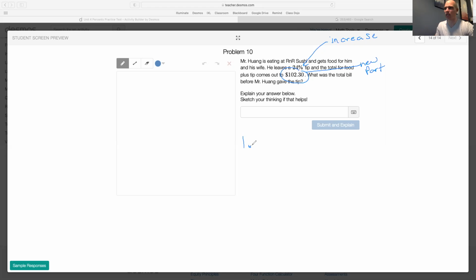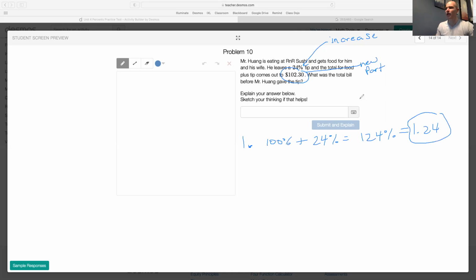And so step one for me would be to do 100% plus 24% equals 124%. So what Mr. Wong really paid at the end of this was 124% of the original bill. And this is the percent we care about. And that's going to equal 1.24. We know we're going to need that number.